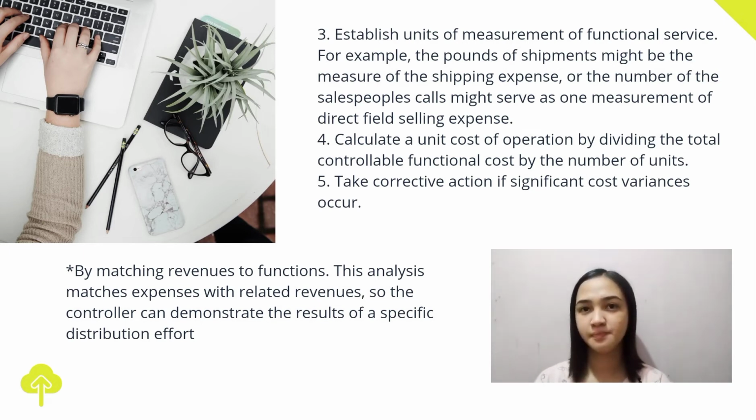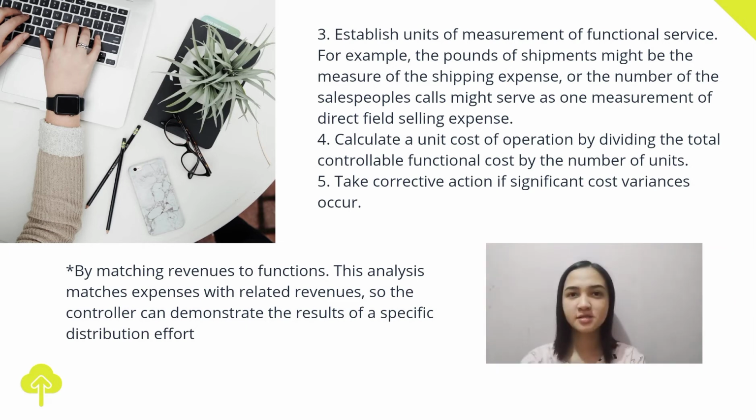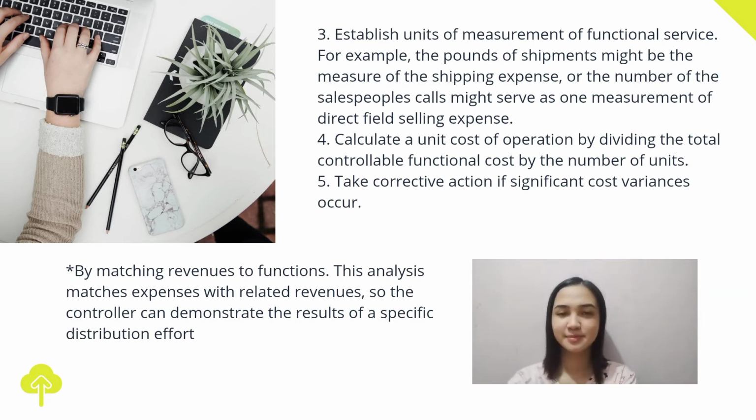For example, the pound of shipment may be the measure of the shipping expense, or the number of the salespeople's calls might serve as one measurement of direct field selling expenses. Fourth is to calculate a unit cost of operation by dividing the total controllable functional cost by the number of units. And last, take corrective action if significant cost variances occur by matching revenues to functions.